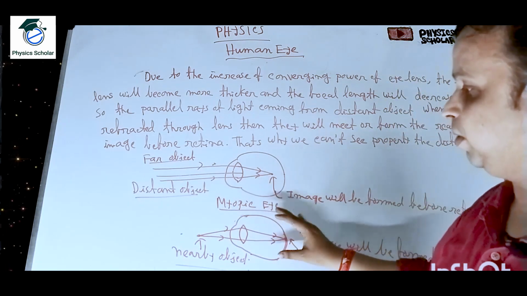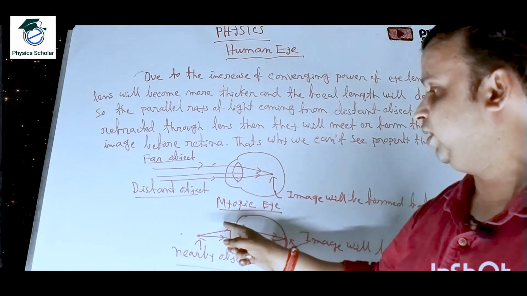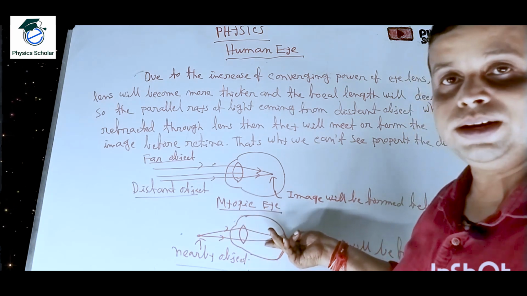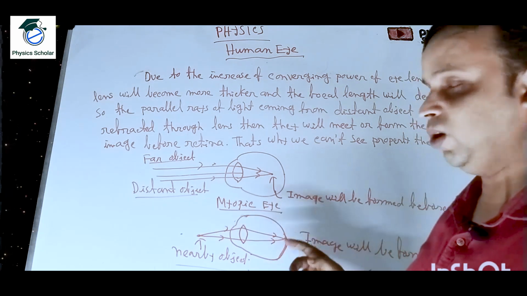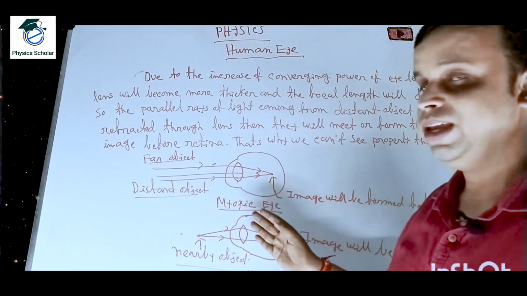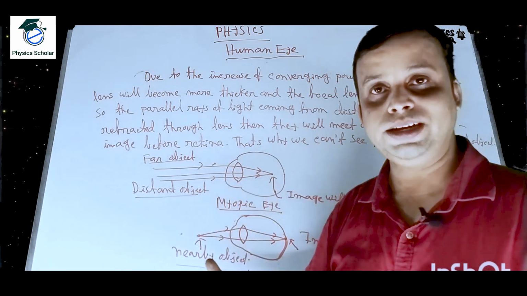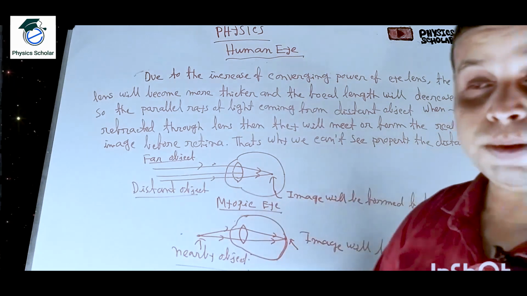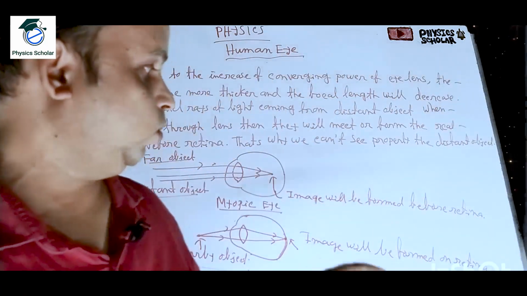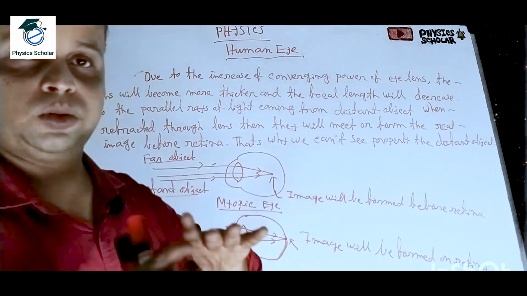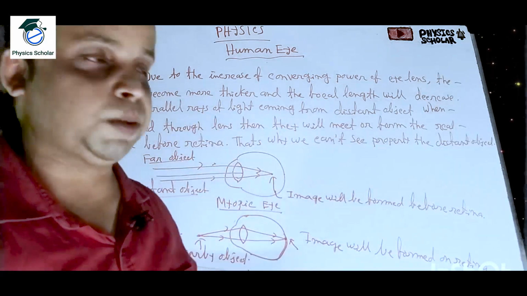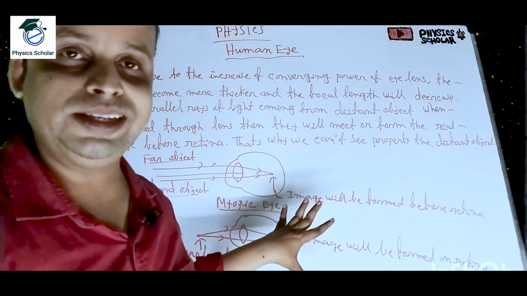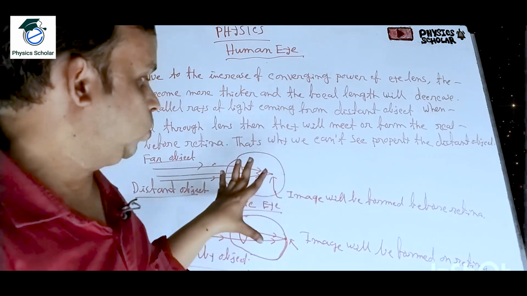But in case of the nearby object, the rays coming from the object are divergent in nature, okay? So as the convergent power increases, it will converge easily on the retina, clear? That's why if the object is at a minimum distance of 25 centimeter, then we can see the nearby object properly. But our vision is limited to the nearby object, and we cannot see the distant object properly. So this defect is known as myopia or short sightedness.